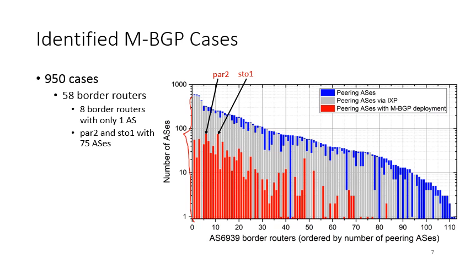Among the 112 border routers, 58 border routers are identified with MBGP. And we can see that Paris 2 and Stockholm 1 are identified with MBGP deployment to 75 ASs, while there are 8 border routers being deployed with MBGP to only 1 AS.